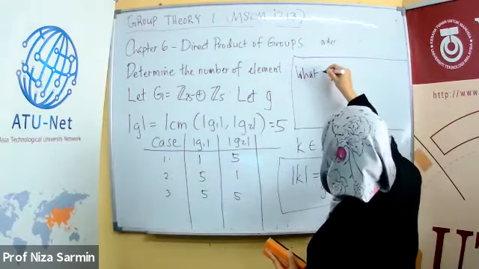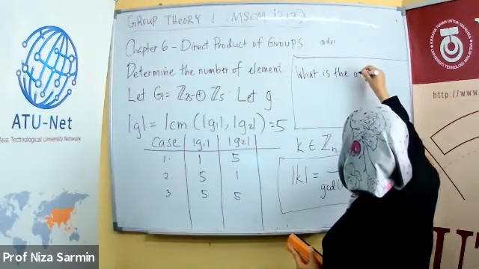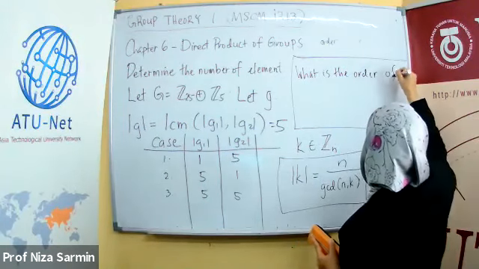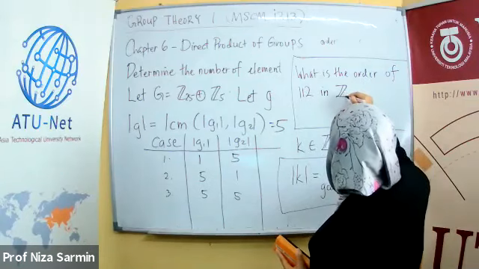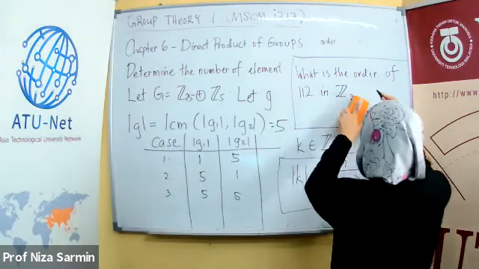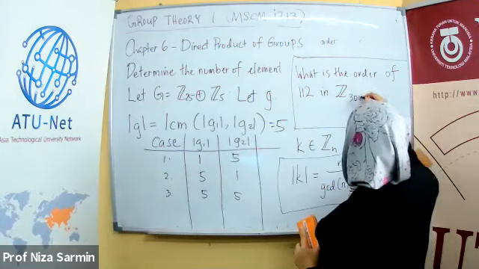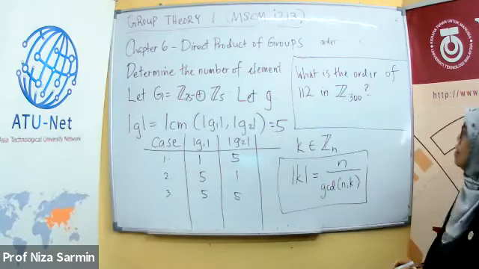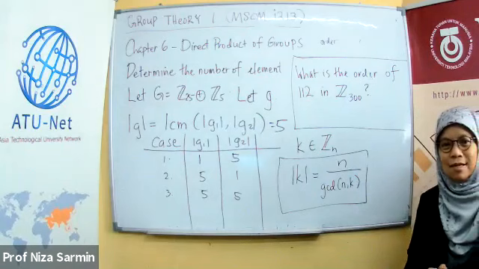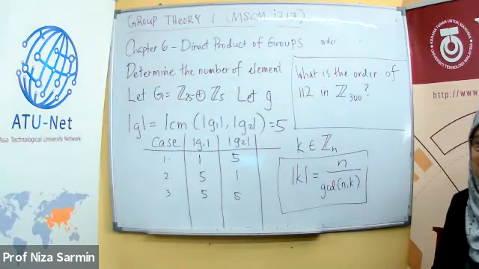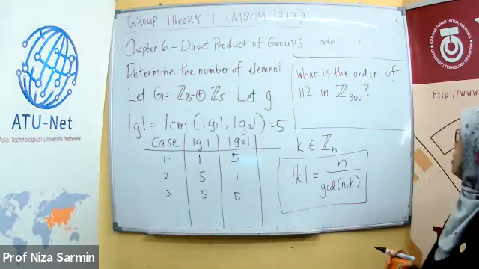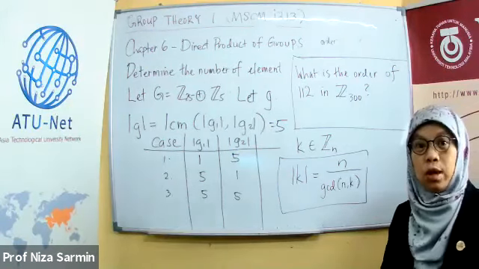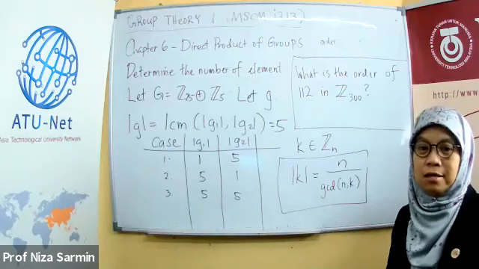What is the order of 112 in Z 300? What is the order of 112 in Z 300?